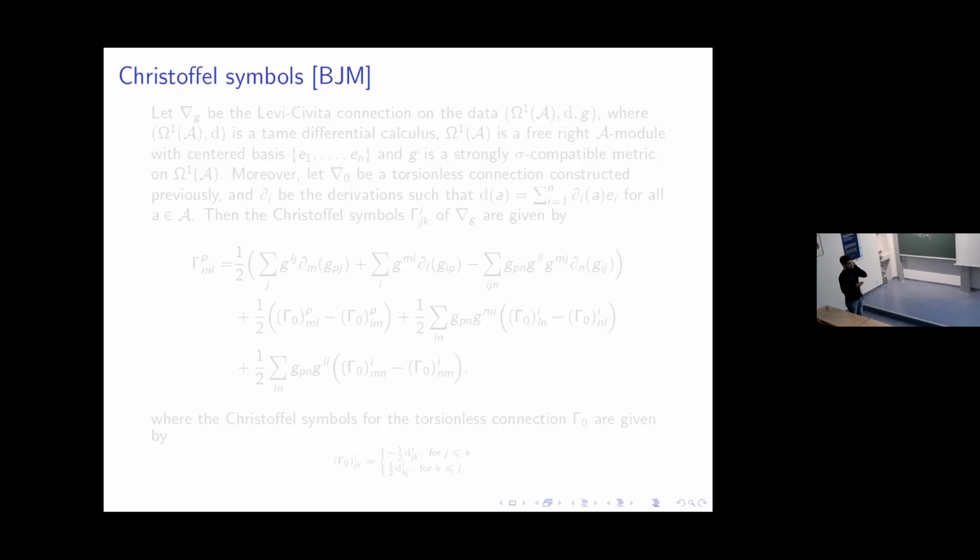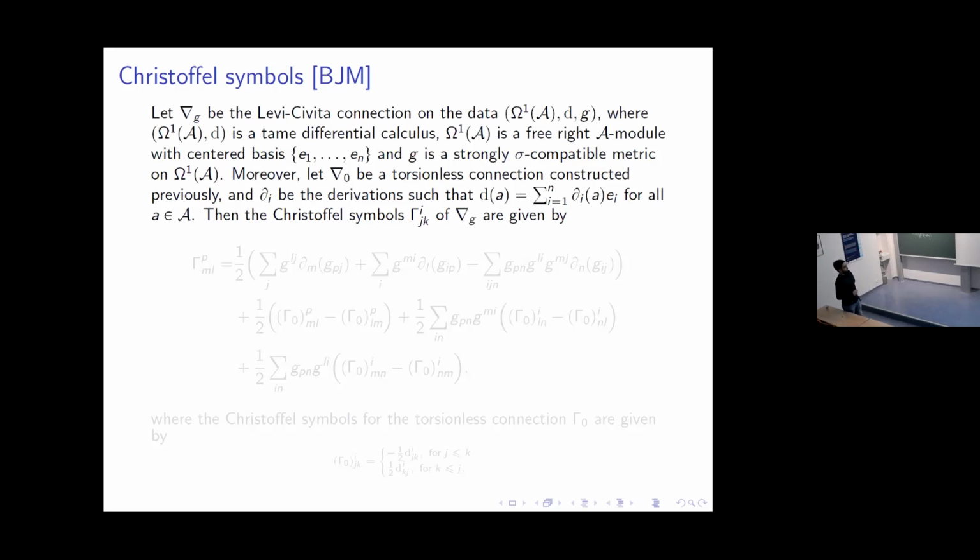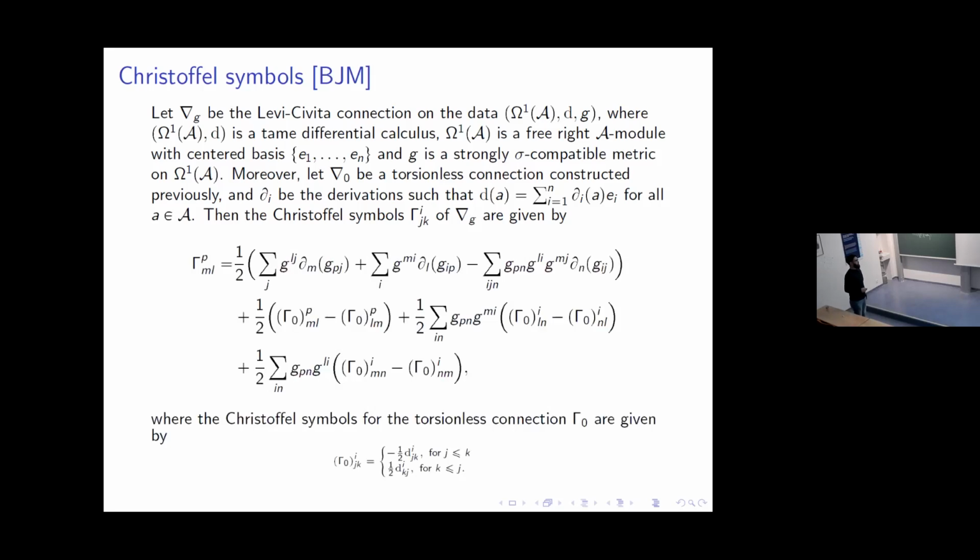So once we had the definition of strongly sigma compatible matrix, we could rectify this. If our Levi-Civita connection nabla G is coming from a free right module with a certain centered basis, and G is a strongly sigma compatible matrix on A, then d acting on an element a, since the calculus is free, we have certain functions del i a depending on the i, and these del i's will be derivations in particular. And recall that there is a canonical Nablon torsion constructed previously. Then for the Christoffel symbols, we get this particular form here in tiny script.